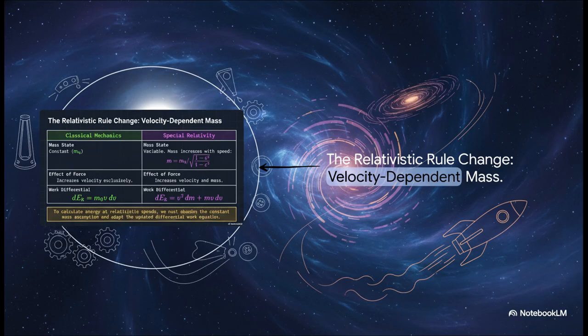And here it is. This is the plot twist. The one rule change that connects Newton to Einstein is all about how we think about mass. See, in the classical view, mass is just mass. It's constant. But in relativity, mass is variable. It actually increases as an object speeds up. And this has a massive consequence. When you push on something, the energy you're putting in doesn't just make it go faster. Now, some of that energy gets converted into increasing the object's mass. So our trusty old formula for work needs an update to account for this new reality.